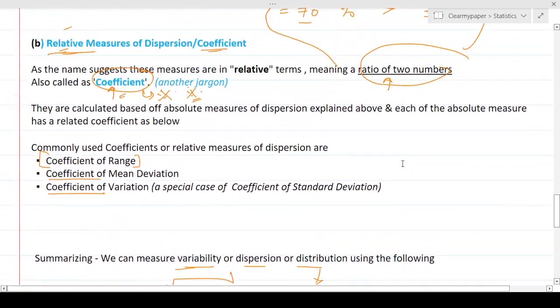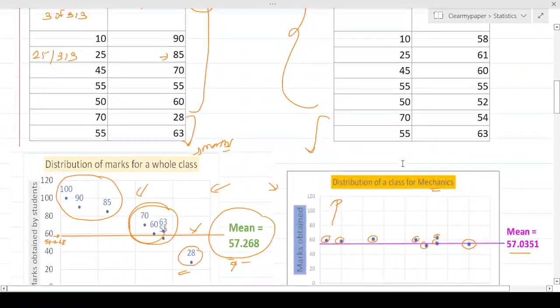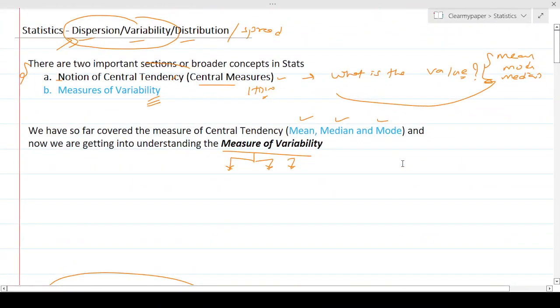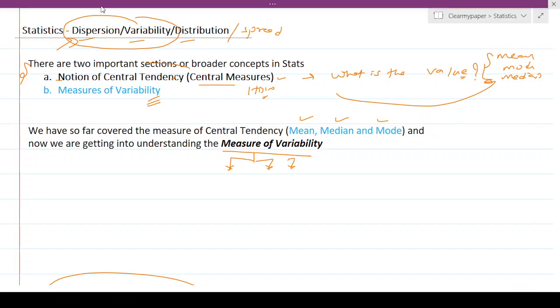So that's a wrap up on the intro to variability or dispersion or distribution and how to measure that. And I'll see you in the next episodes on how to calculate this.